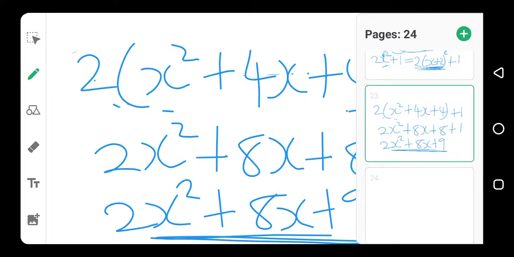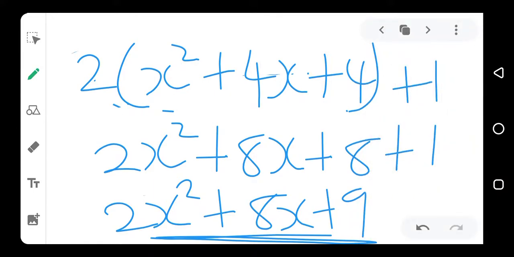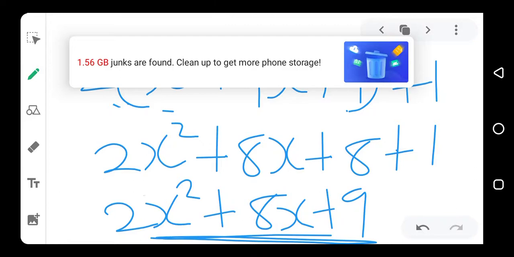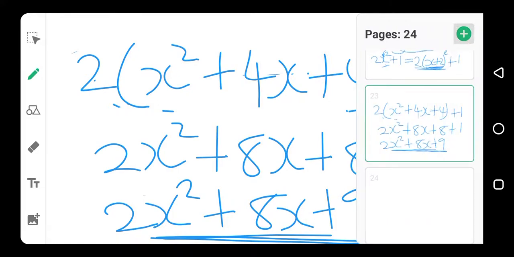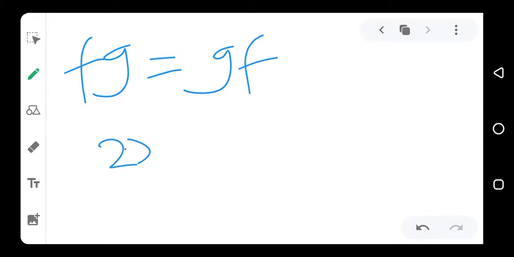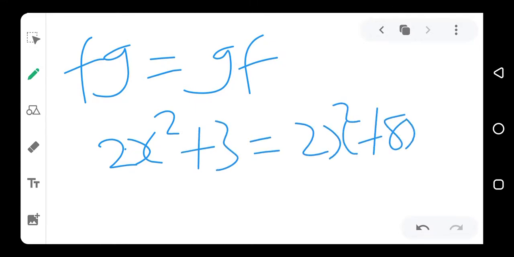Now the question says that we should find x, and they say f of g is equal to g of f. So that means we are going to equate the two composite functions. So we are going to have f of g is equal to g of f, which becomes 2x raised to power 2 plus 3 is equal to 2x raised to power 2 plus 8x plus 9. Now we equate two of them like this.